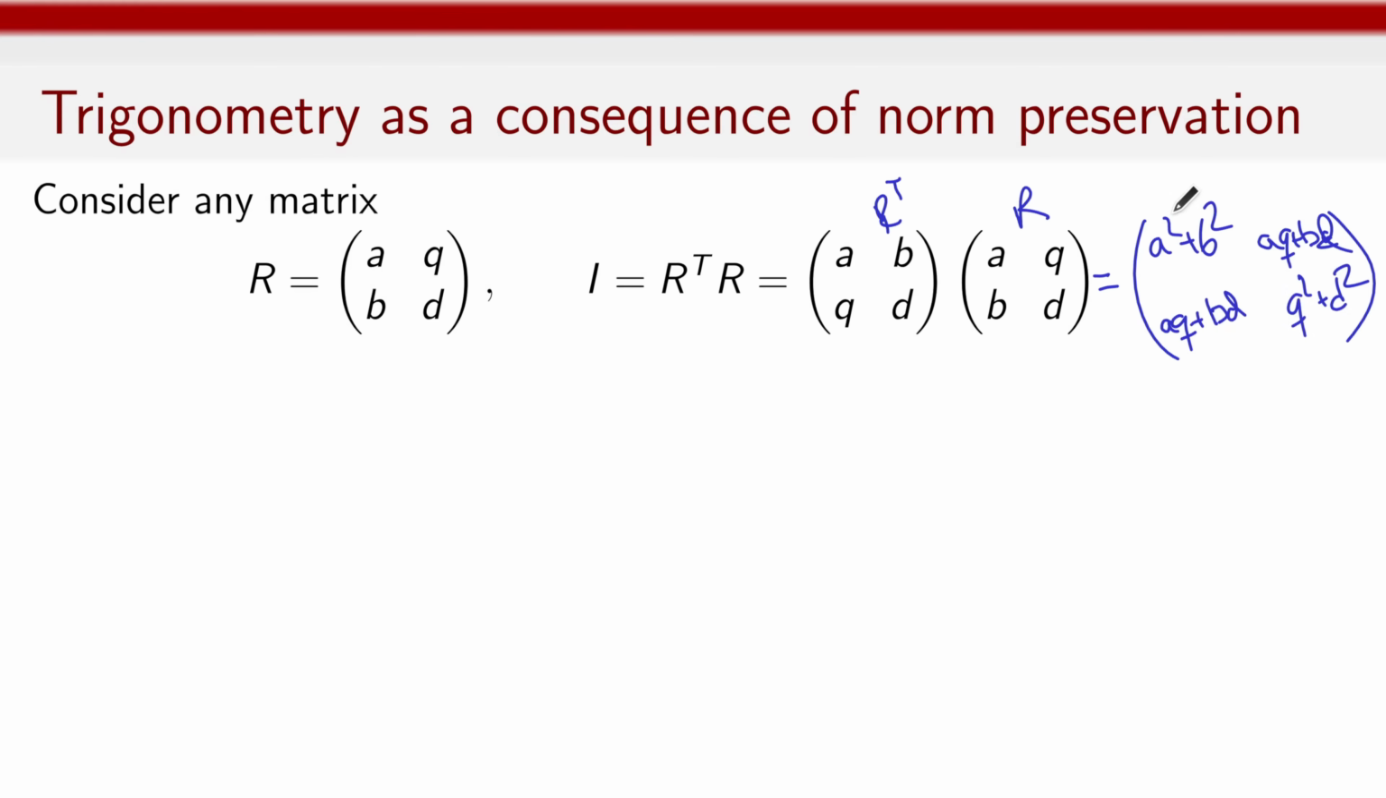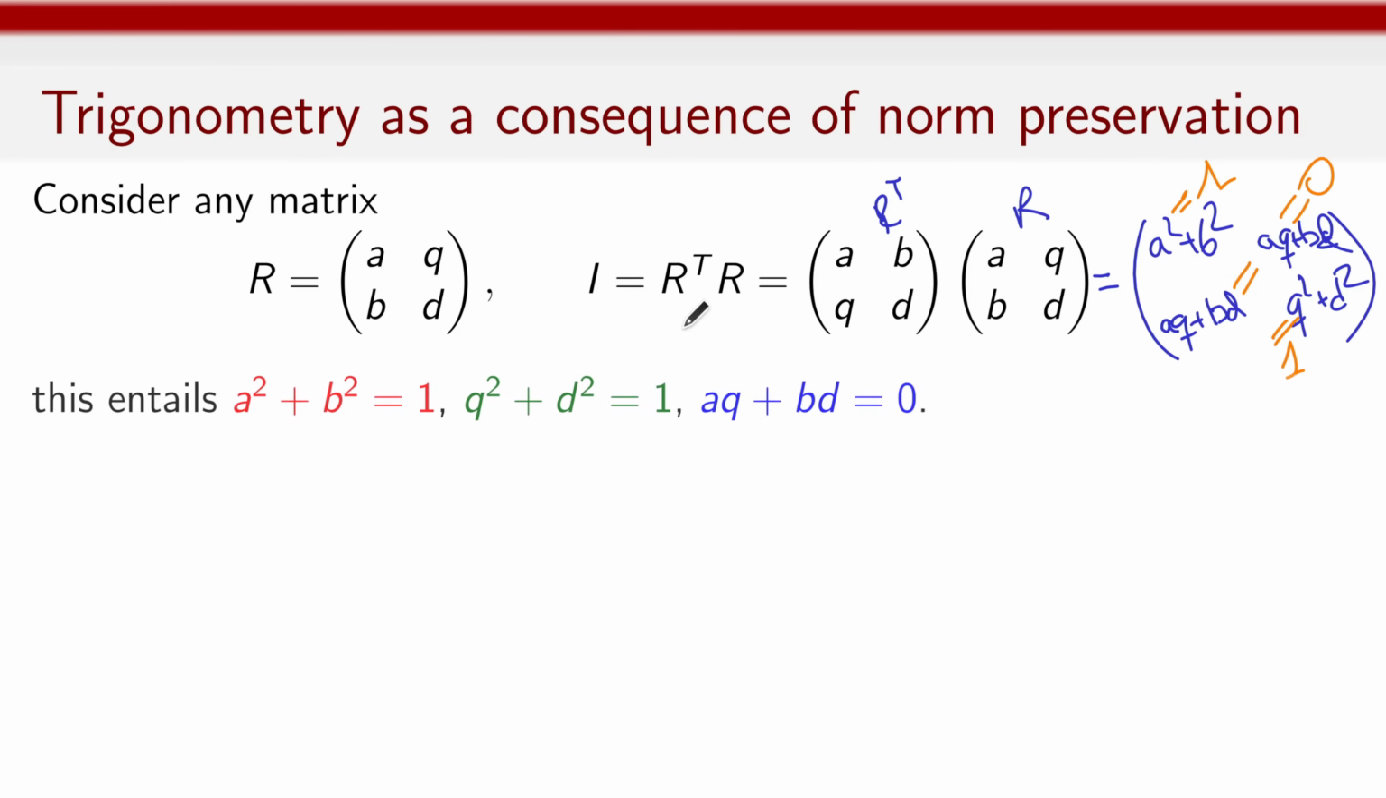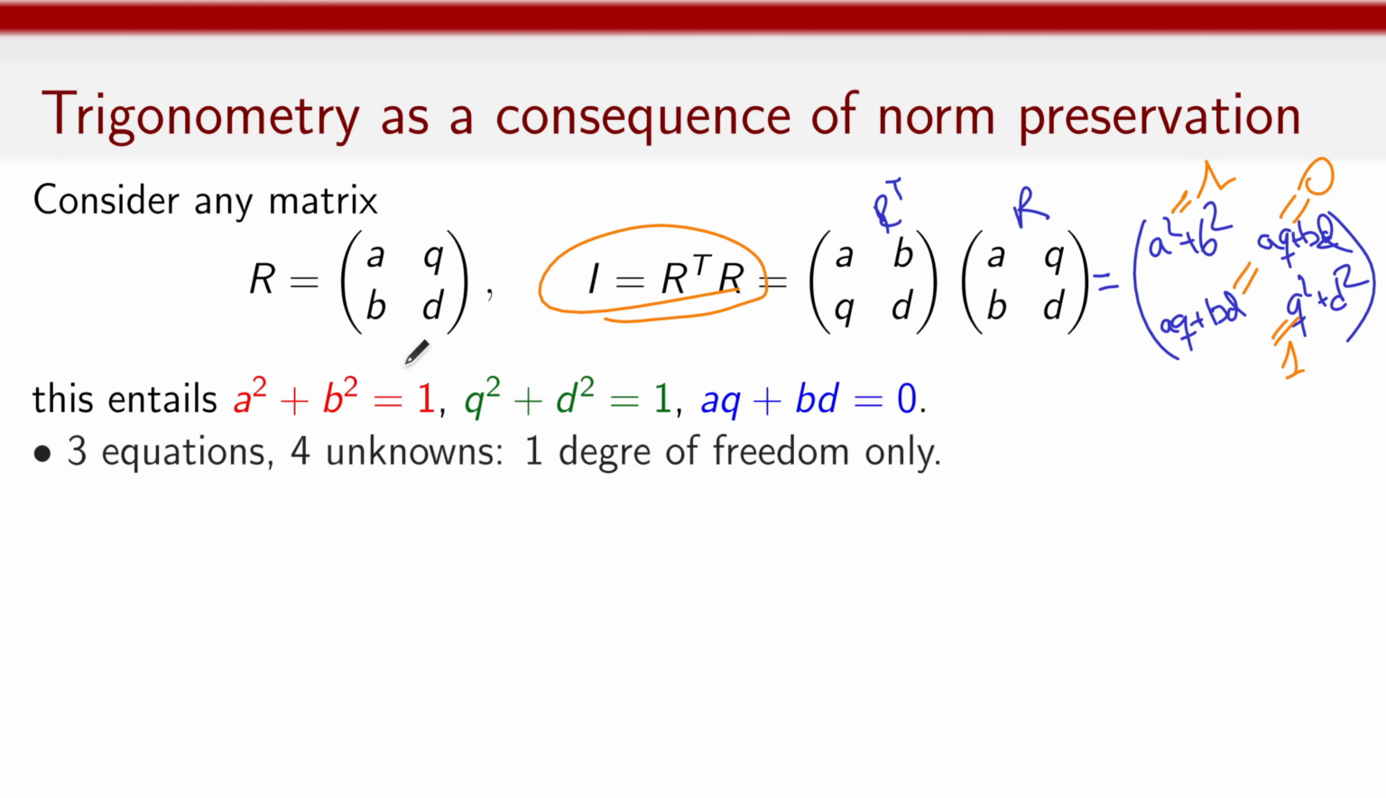So this must be 1, this must be 1, this must be 0. They are the same. So we have 3 equations arising from this thing that we defined as a rotation. What happens now? Well, if we have 4 numbers and 3 equations, seems that we have 1 degree of freedom. So indeed, it seems that we are recovering the theta degree of freedom of 2D rotations.